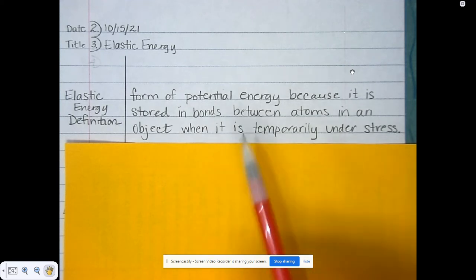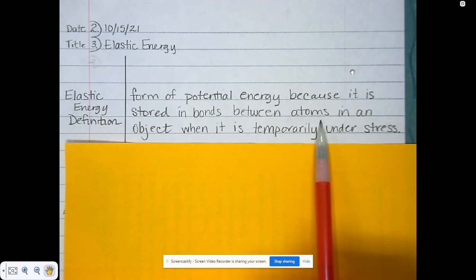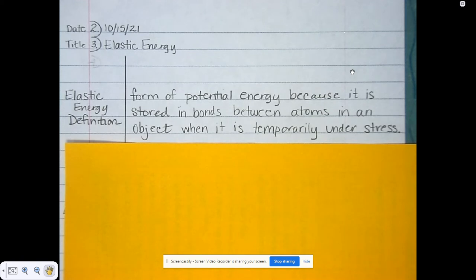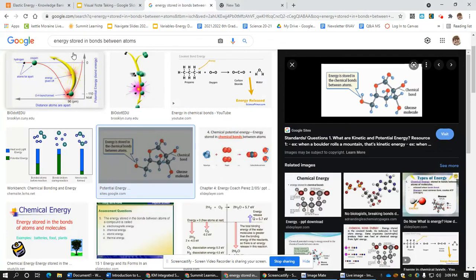So I'm not quite sure what this bonds between atoms is. So I might have to look that up. Many times when you're looking at science concepts, they explain something in a term that you're not familiar with. So I might have to go onto the internet and take a look at energy stored in bonds between atoms. So I go ahead and I type that in.